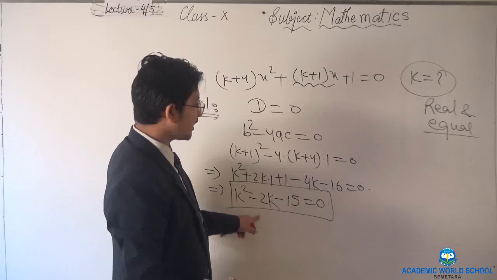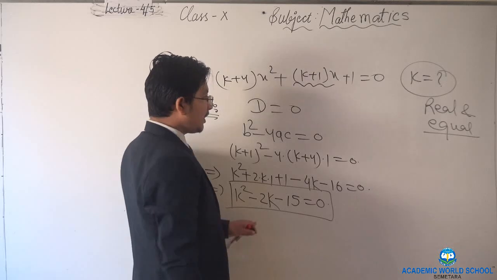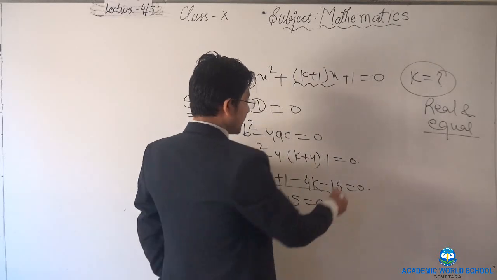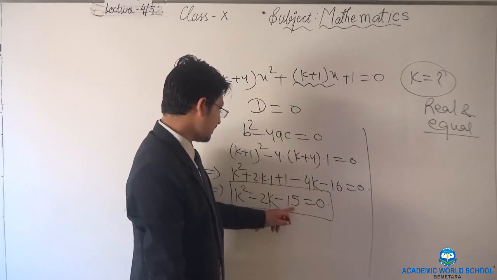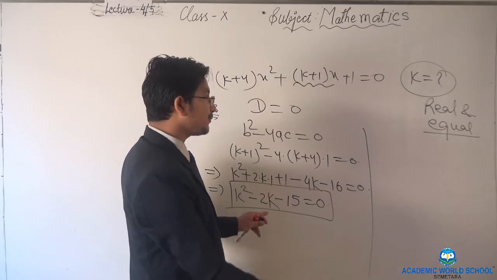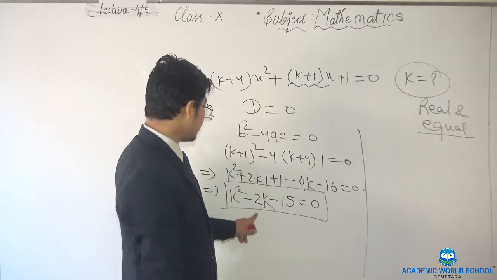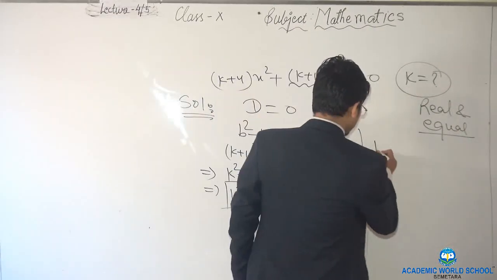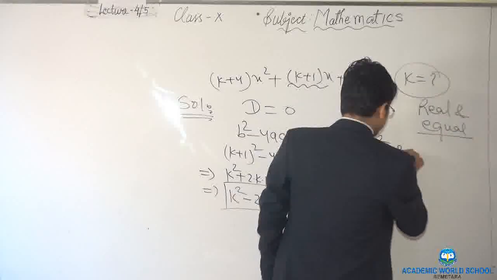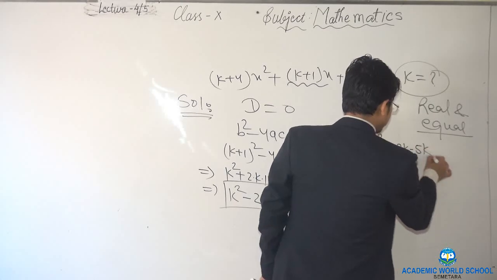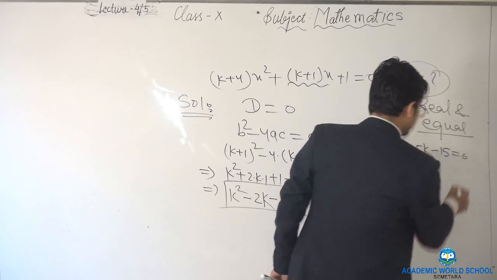This is again a quadratic equation in terms of k. So now we have to solve this quadratic equation. This is 5 into 3, 15, and the factors of 15 are 3 into 5, so we can write this as 3k minus 5k. So this is k square plus 3k minus 5k minus 15 is equal to 0.